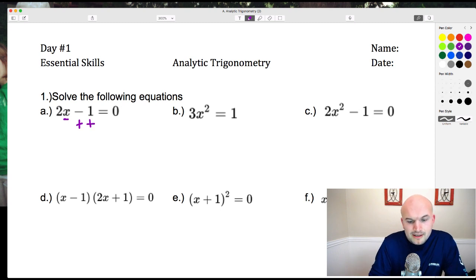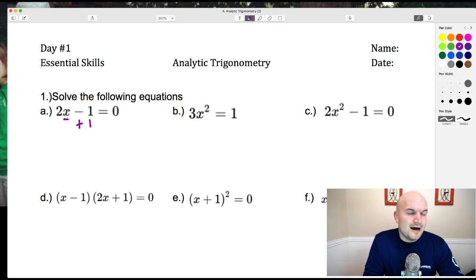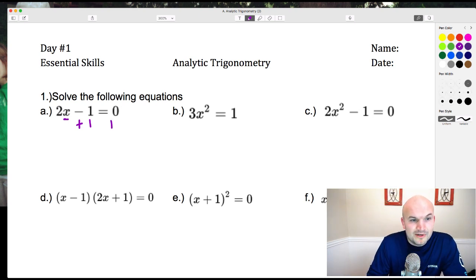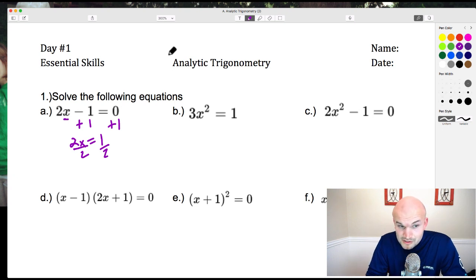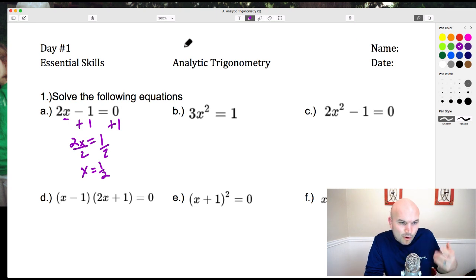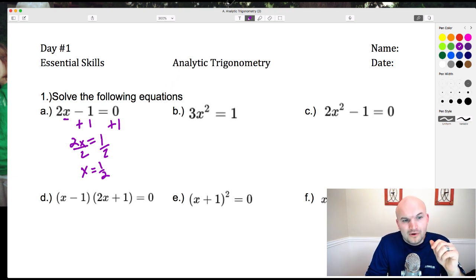We're going to undo subtracting 1, so we're going to add a 1 to both sides using the properties of equality. Therefore we have 2x equals 1, divide by 2 using the division property of equality, and then x equals 1/2. The whole idea of the equation is that if we were to replace x with 1/2, that would make this equation true.